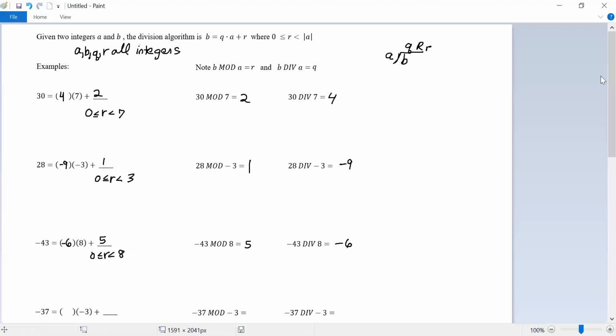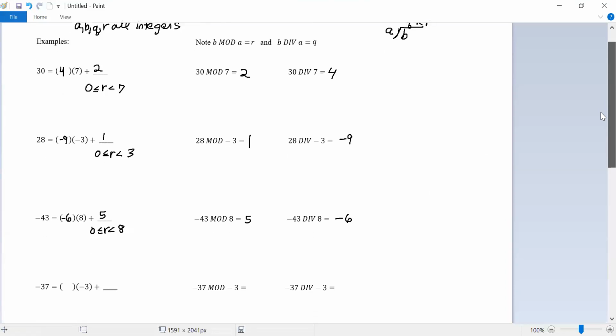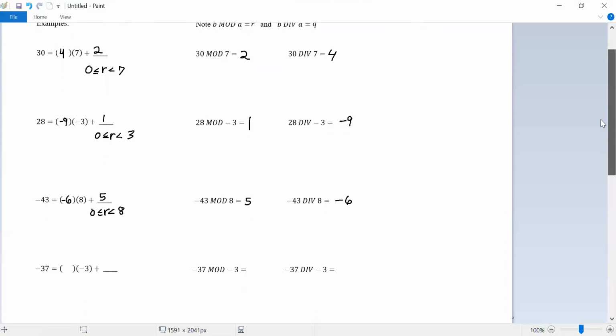All right, let's try one more example with both negatives, A and B. The R can't be negative, right? The R can be 0, but 3 doesn't go into 37 evenly, so it won't be. It's got to be either 0, 1, or 2. Can't be 3. So it's got to be 0, 1, or 2.